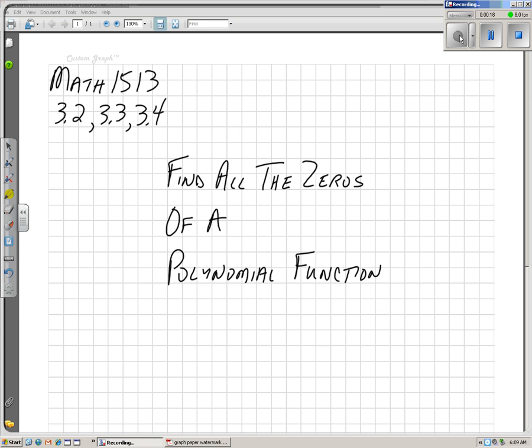Now you guys remember that zeros are just another word for roots or x-intercepts. So basically we're going to find every place that a curve hits the x-axis. That's what a zero is.